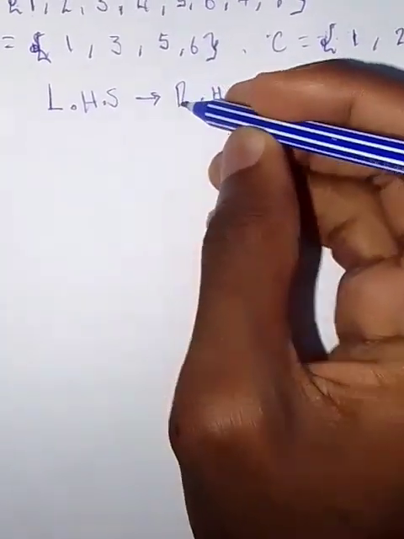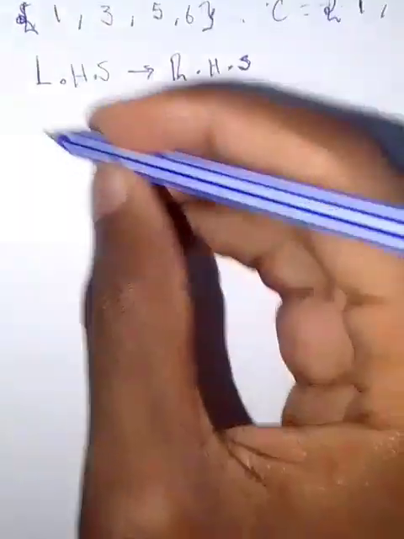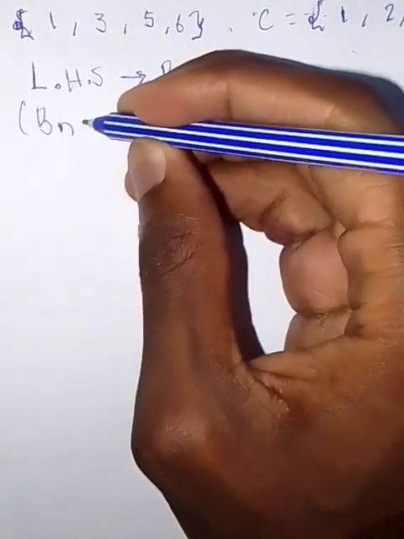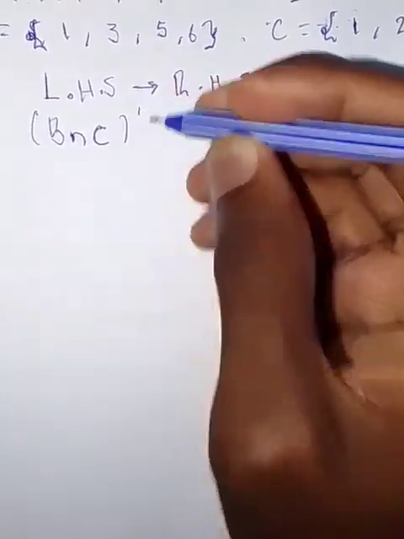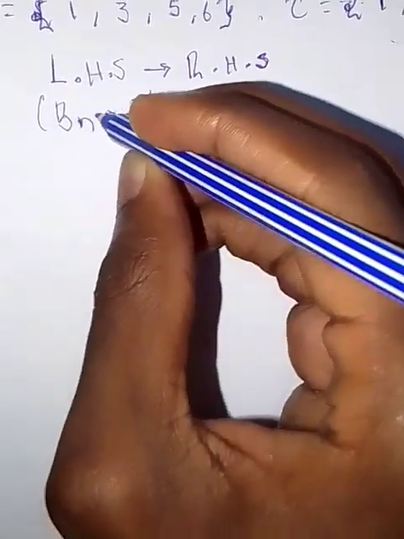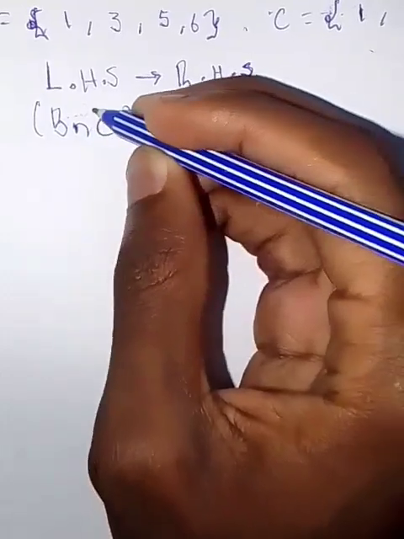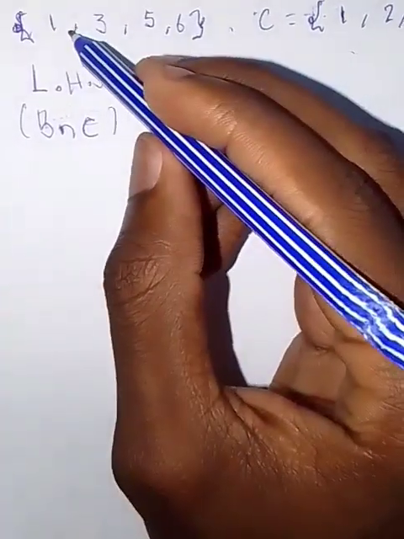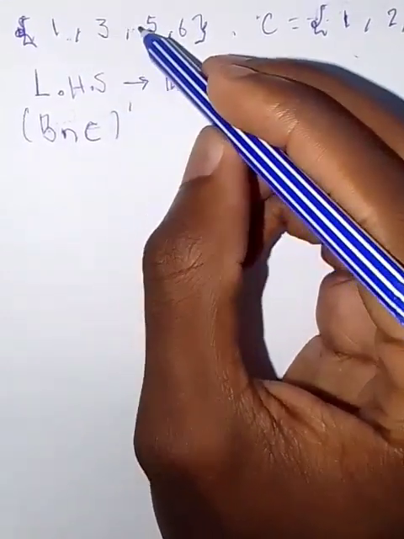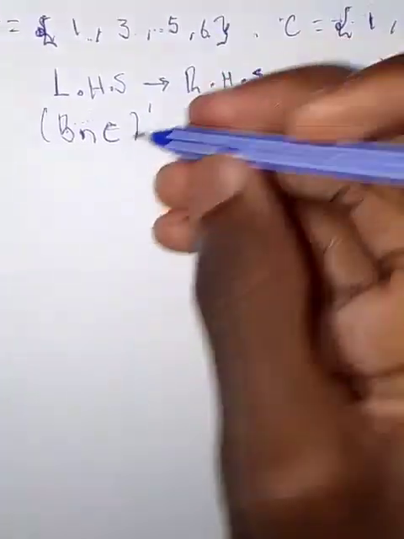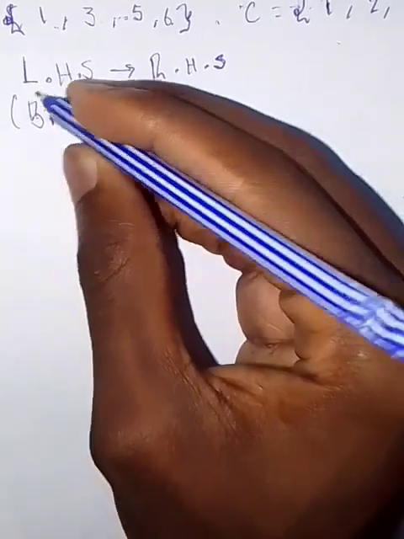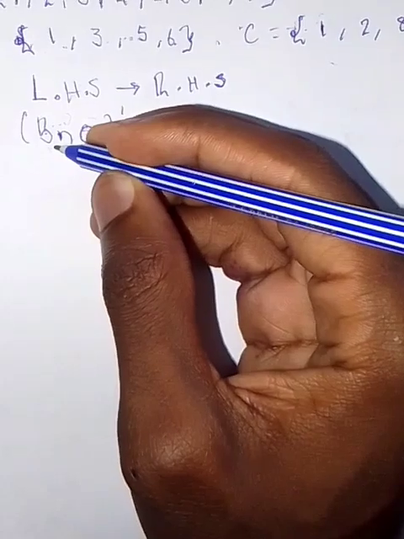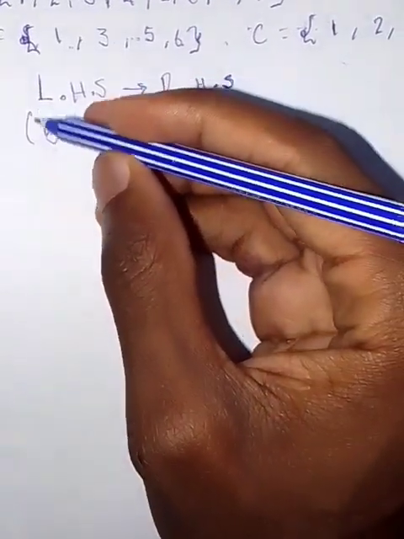So now you're going to get the left hand side. Let's write it. Remember, you're verifying. Now they want you to find the intersection of B and C, meaning the values that are found in both B and C. What are those values? We have 1, 3 is not there, 5 is not there, 6 is not there, so we only have 1. So now they want you to find the complement of that set.